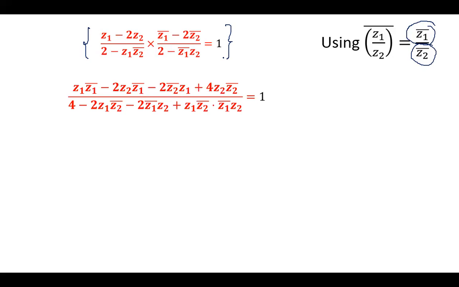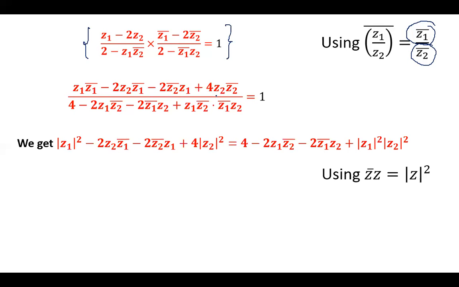So when you multiply term by term in the numerator, what you get is Z1 Z1 bar minus 2 Z2 Z1 bar minus 2 Z2 bar Z1 plus 4 times Z2 Z2 bar, and an expression in the denominator which is 4 minus 2 Z1 Z2 bar minus 2 Z1 bar Z2 plus Z1 Z2 bar into Z1 bar Z2. So that is simple multiplication.